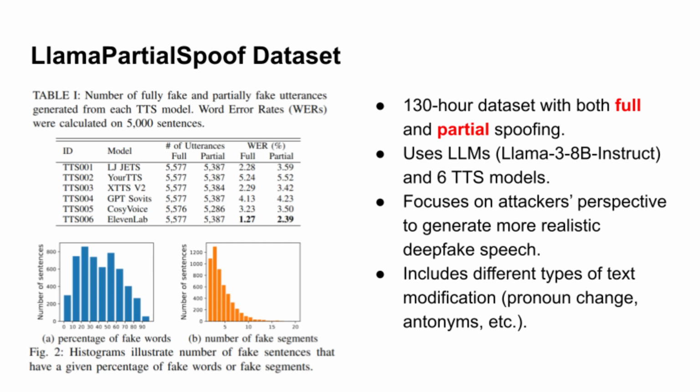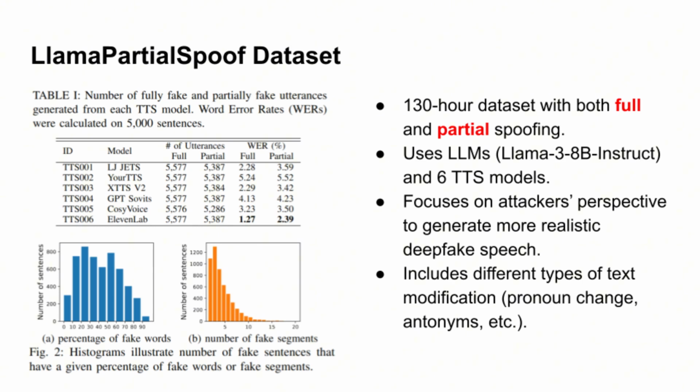LlamaPartialSpoof is a 130-hour dataset consisting of both fully and partially fake speech. It leverages LLMs and multiple TTS models to simulate real-world deepfake speech attacks. Unlike previous datasets, this one focuses on the attacker's perspective, making it more useful for testing countermeasures in realistic scenarios. Table 1 compares the number of utterances generated by each TTS system, along with their respective word error rates, WER. Notably, utterances generated with ElevenLabs achieved the lowest WER, indicating superior quality.